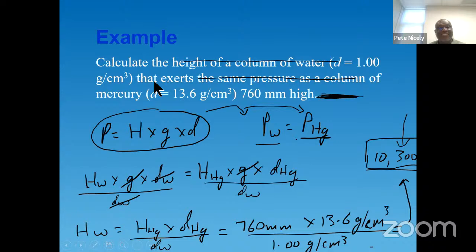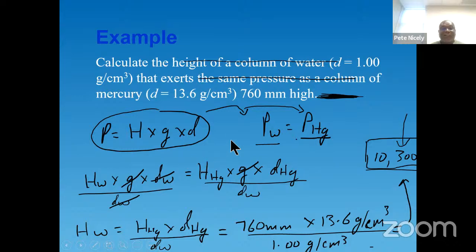All right, so the question says, calculate the height of a column of water, and it gives a density which is 1.00 grams per cm cube, that exerts the same pressure as a column of mercury, where the density is 13.6 grams per cm cube, 760 millimeters high. So basically what the question is asking you to calculate is the height of the water column that will exert the same pressure as a column of mercury which has a height of 760 millimeters, right? Now remember, 760 millimeters mercury is equal to 1 atmosphere. So that would be the atmospheric pressure, right?